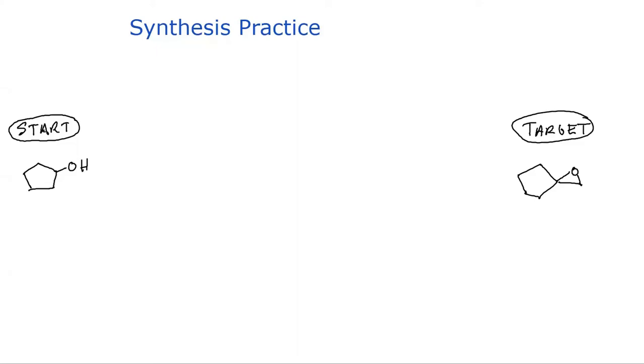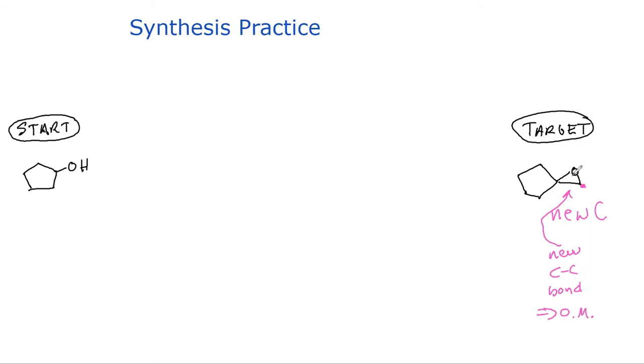Here's a synthesis practice example where we're starting from cyclohexanol and we're asked to produce this epoxide as a target. As we take a look at our product, we want to notice that we have an additional carbon present that is not present in the starting material, which means in this case that we need to make a new carbon-carbon bond, and this suggests the use of an organometallic.